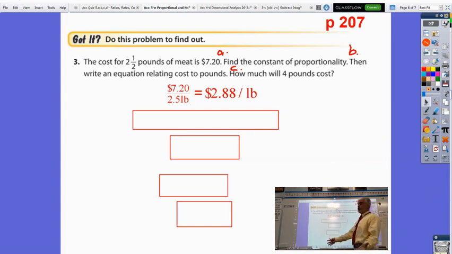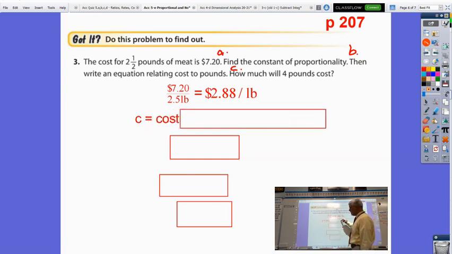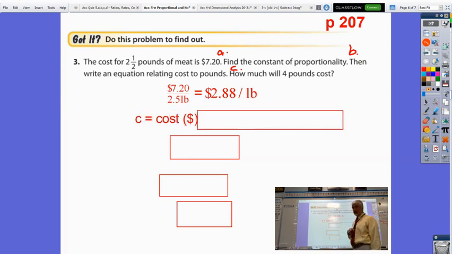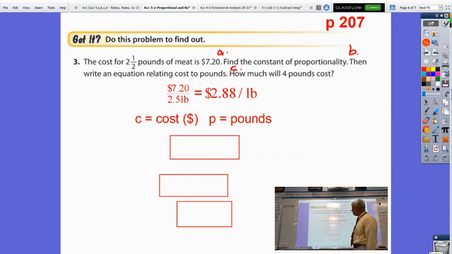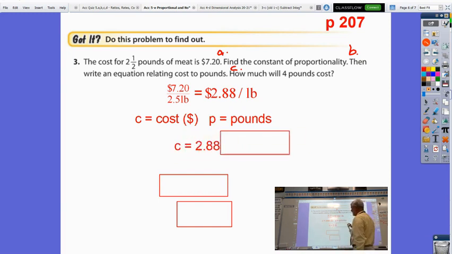So now write an equation that will relate the cost to any number of pounds of meat. So that means I'm going to use 2 variables. Define the variable. C is the cost in dollars. There are units associated with that. And I'll use P for pounds of meat. The equation then is that the cost, C, equals 2.88P. You do not have to put units in the equation. The units come from the definitions of the variables. All right. That's part B.